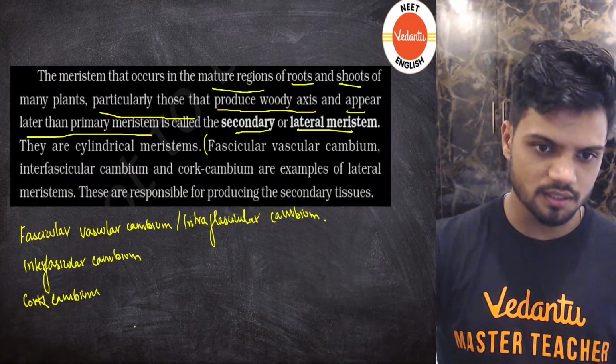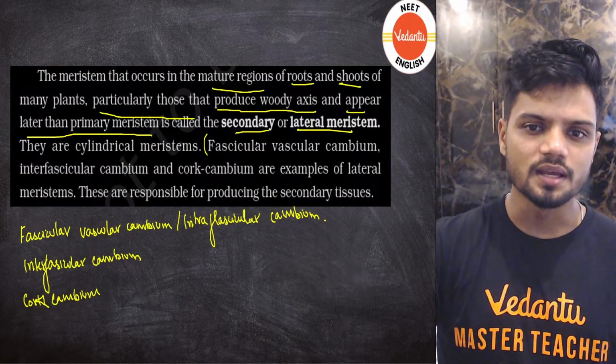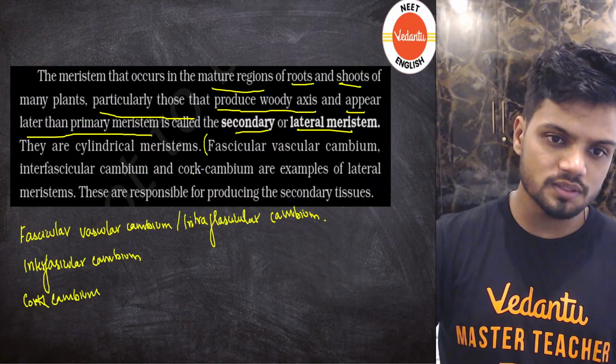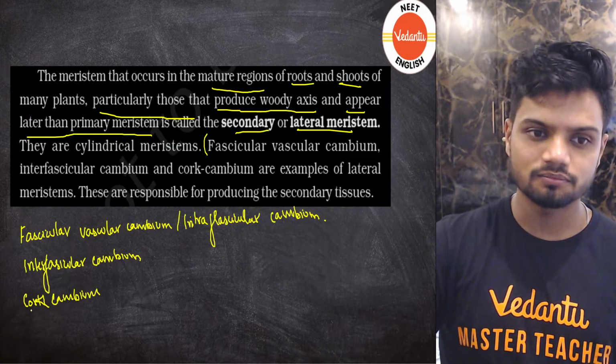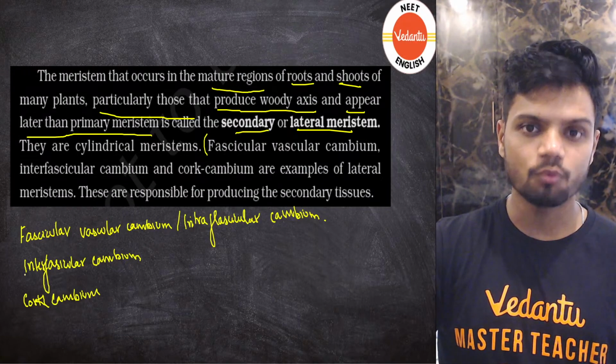Okay, understand this very important line. Your NCERT is making a small grammatical mistake here. It says secondary meristem and lateral meristem are the same, but they are not. Out of these three, all three are lateral meristem, but not all three are secondary meristem. What do I mean by that?